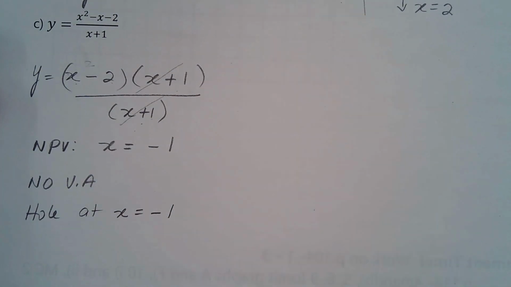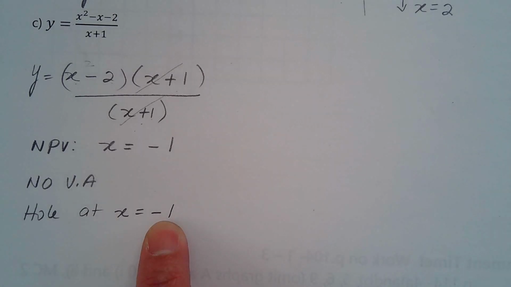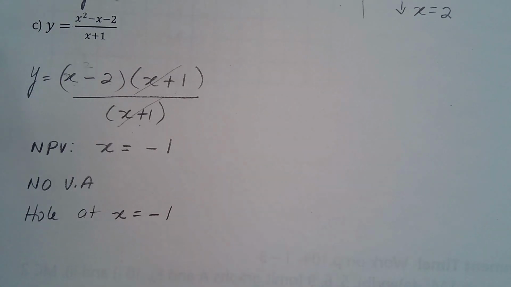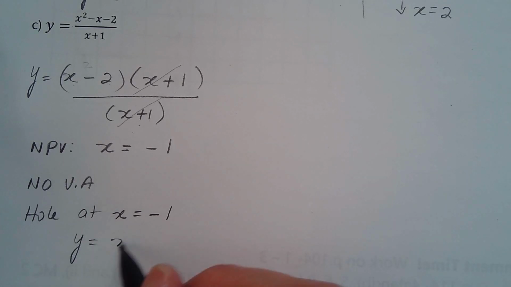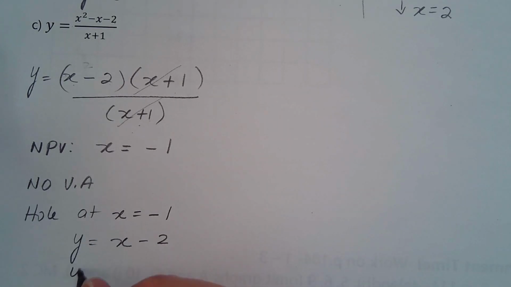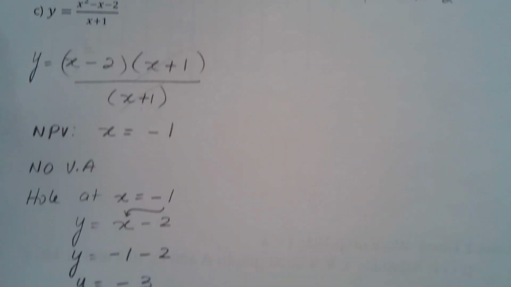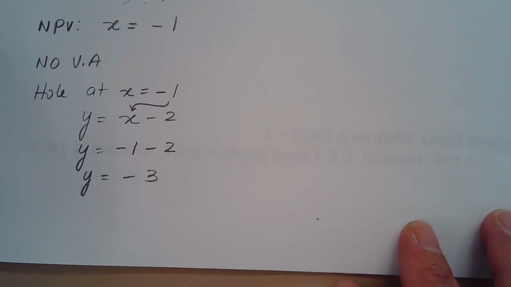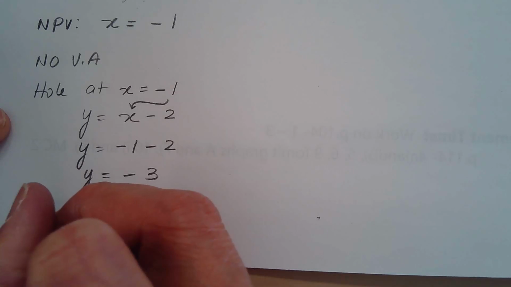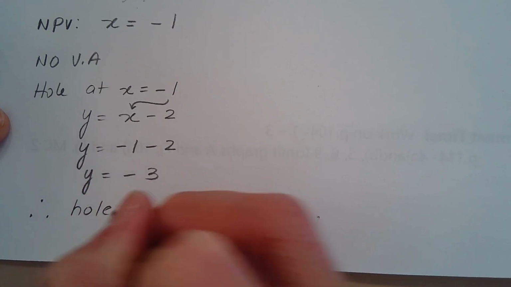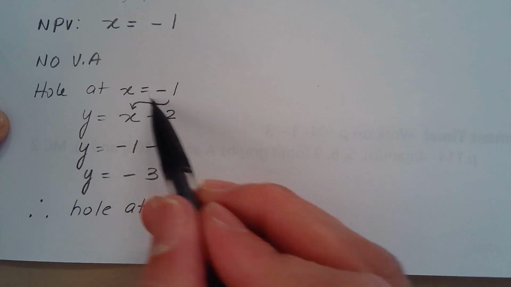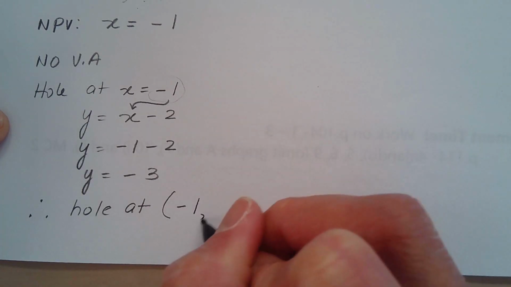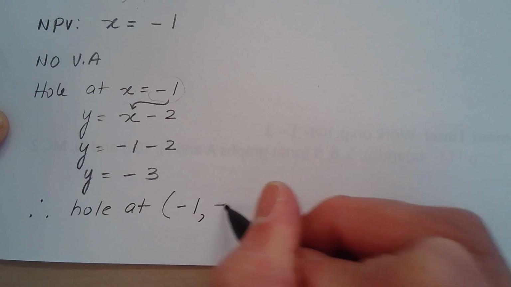Well, if x is negative 1, we want the coordinates. So what's the y value for that? So y equals x minus 2. So we put in the negative 1 there. So negative 1 minus 2. So y equals negative 3. So the coordinate of the hole is at x is negative 1 and y is negative 3.